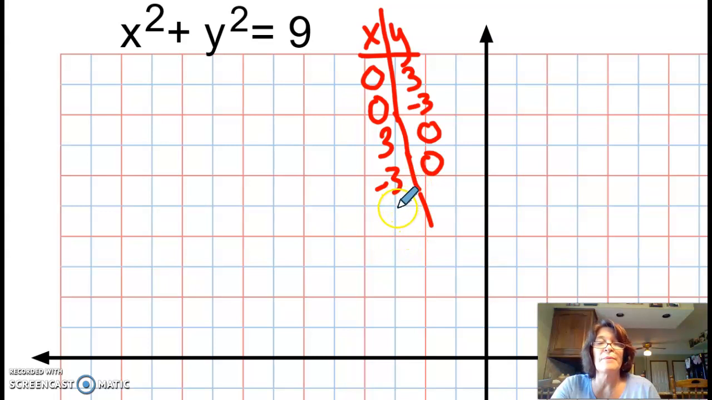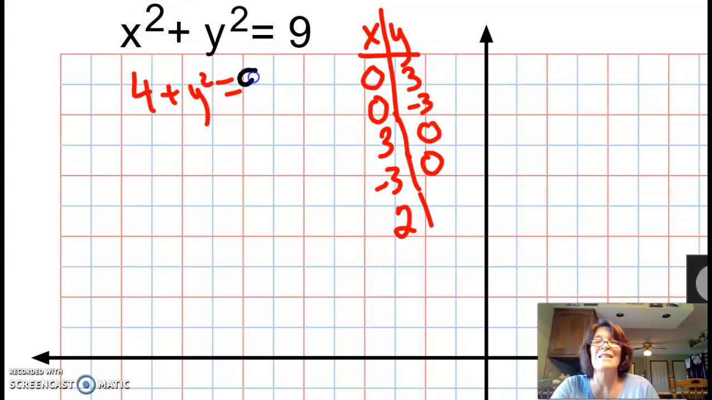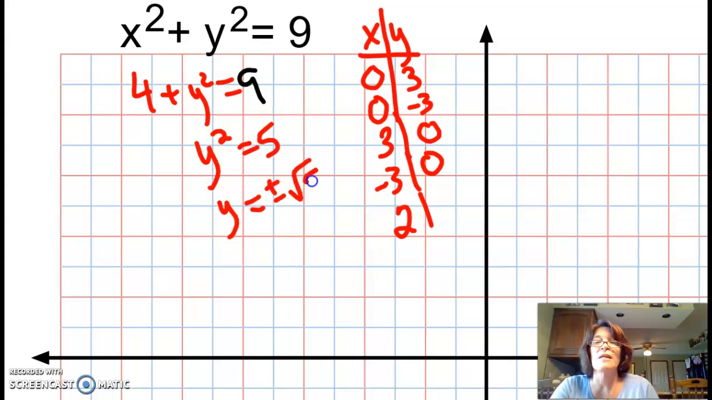Let's put something else in, like perhaps 2 for x. 2 squared is 4, right? So 4 plus something squared equals 9. Subtract 4, you get y squared equals 5. So it looks like y equals positive or negative square root of 5. So when x is 2, I either have square root of 5, which is like 2.2-ish, or I get about negative 2.2-ish.